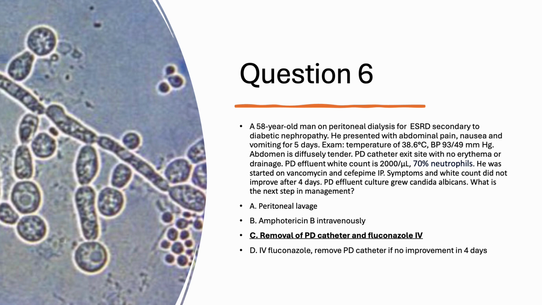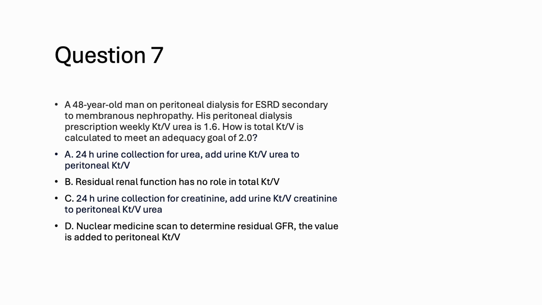Okay, now moving on to question number 7. So probably the nephrologists in the audience will like this question. A 48-year-old man on peritoneal dialysis for end-stage renal disease secondary to membranous nephropathy. His peritoneal dialysis prescription weekly Kt/V urea is 1.6. How is total Kt/V calculated to meet an adequacy goal of 2?